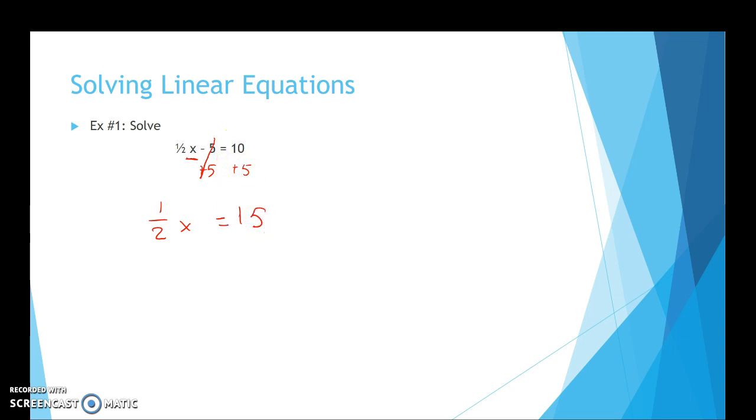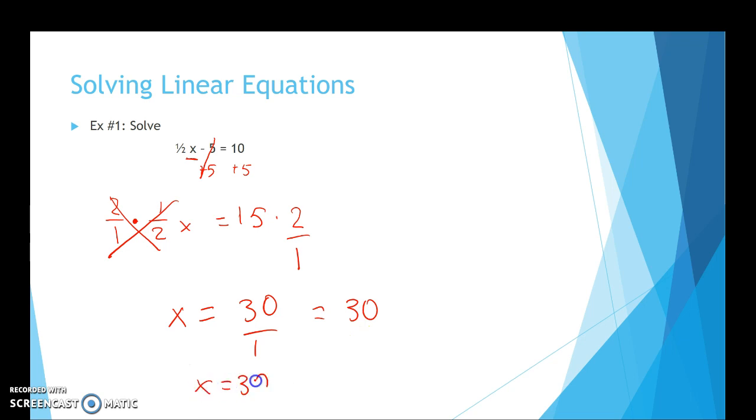We're still trying to solve for x, so now we have this fraction half. How do we get rid of that? Well, when we're working with fractions, we're going to multiply by the reciprocal. On the left, we multiply by the reciprocal, on the right. On the left, half and 2 over 1 cancel, so I'm left with x equals 15 times 2 is 30. 30 over 1 just becomes 30. So x equals 30 is my answer for example number 1.